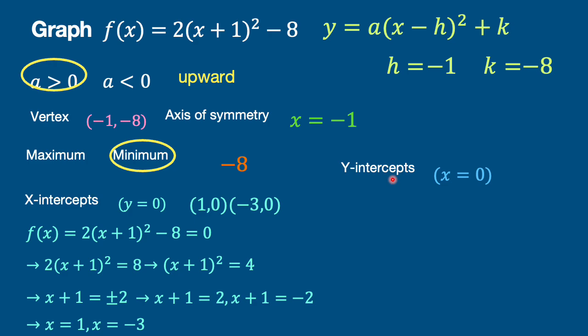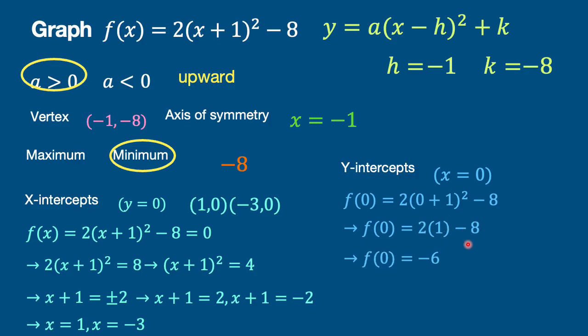X value is 0. Plug in x equals 0, which means f of 0 equals 2 times (0 plus 1) squared minus 8. 0 plus 1 is 1, 1 squared is 1. So this is 2 times 1 minus 8. 2 times 1 is 2, minus 8 is negative 6. Y-intercept is 0 and negative 6.